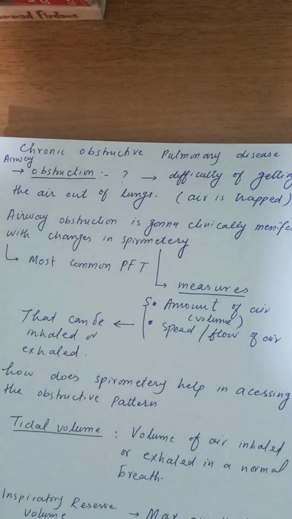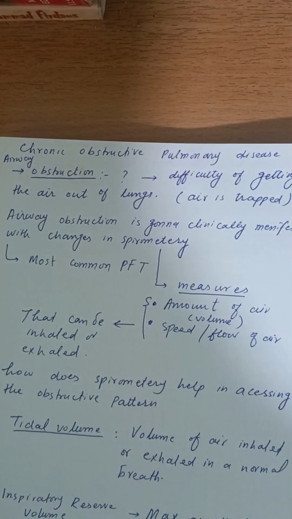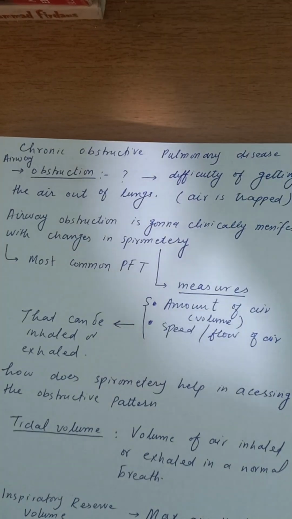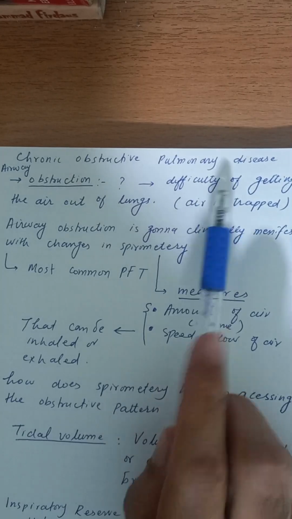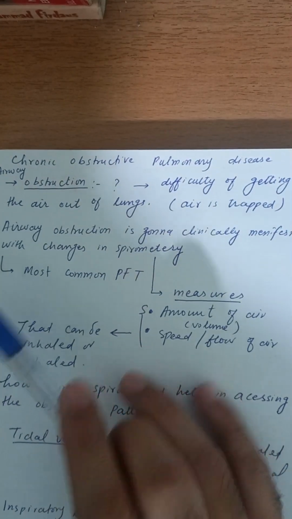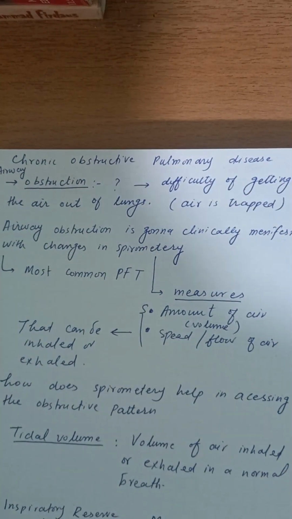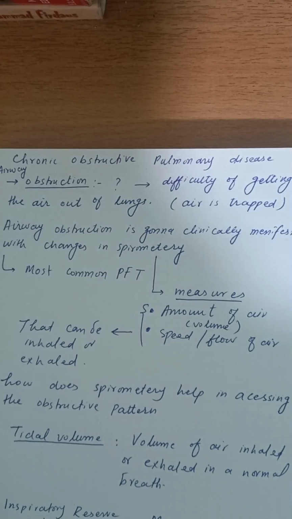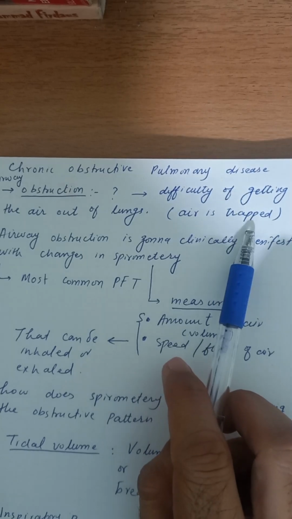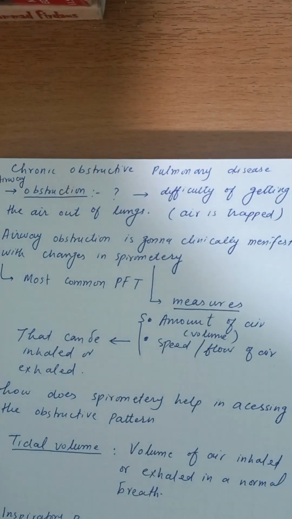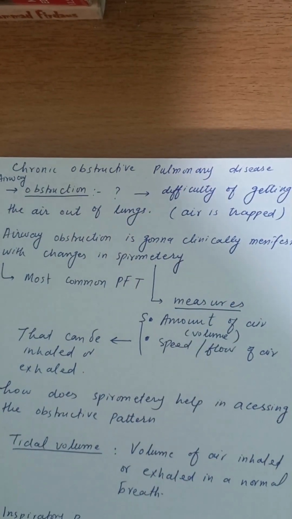But before that, you have to understand what it means by chronic obstructive pulmonary disease. When we say chronic obstructive, what does it mean? When we talk about the word obstruction, it means difficulty of getting the air out of the lungs. It simply means difficulty in exhalation. You can breathe normally, but the problem is in exhalation. You cannot exhale it out. That is why the air is trapped inside the lungs, so we call it air trapping. That's what the actual problem is in the obstructive conditions.